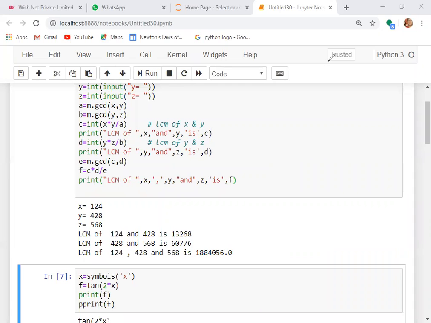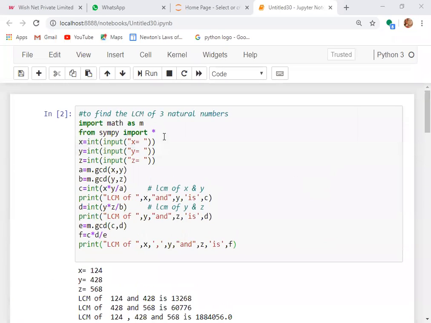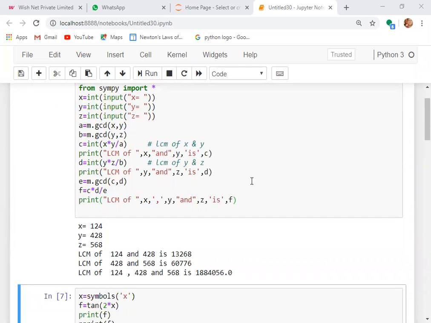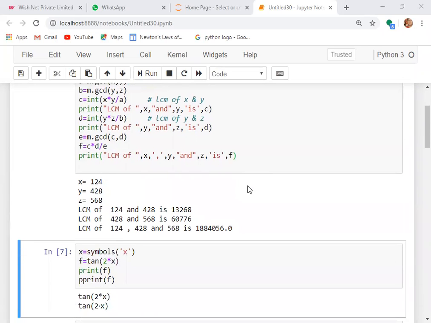In order to clear the concept with this logic, at home you can try how to find the LCM of four numbers. Try it at your home, so that you get an excellent result.